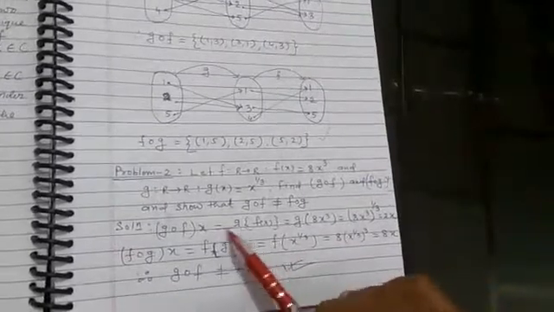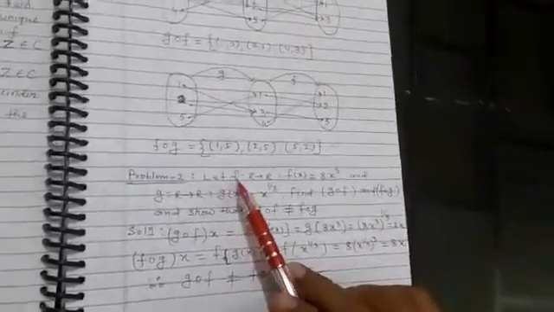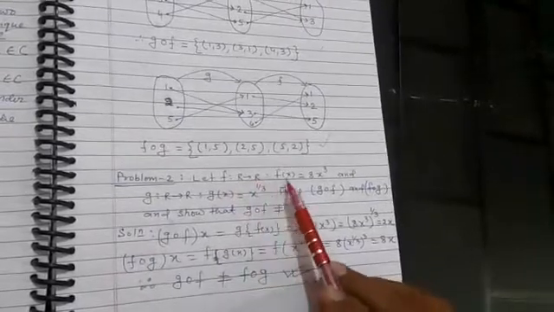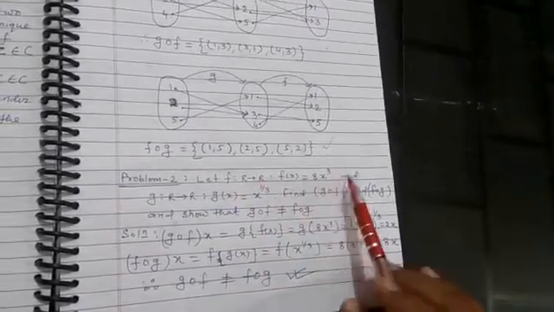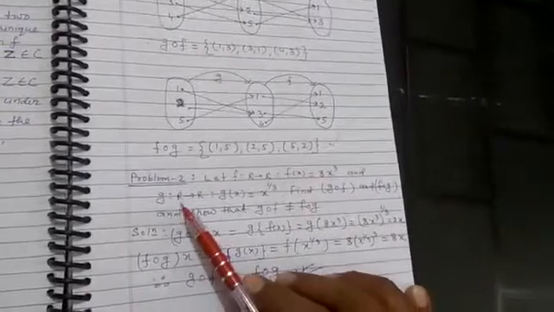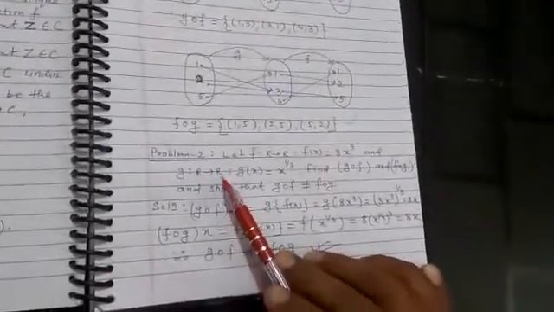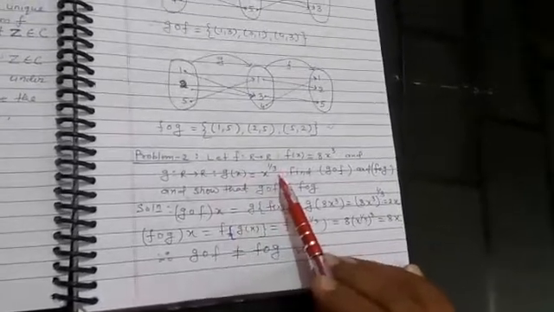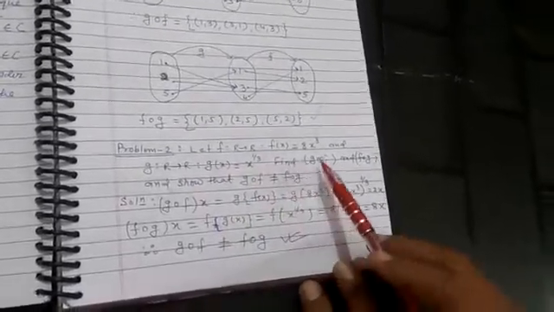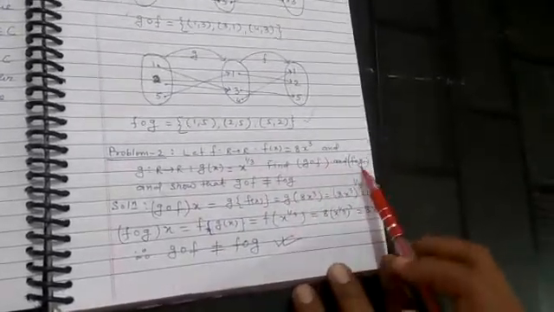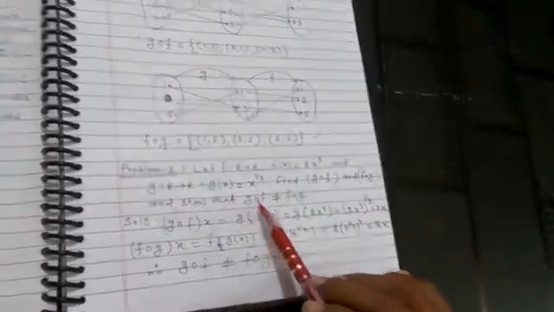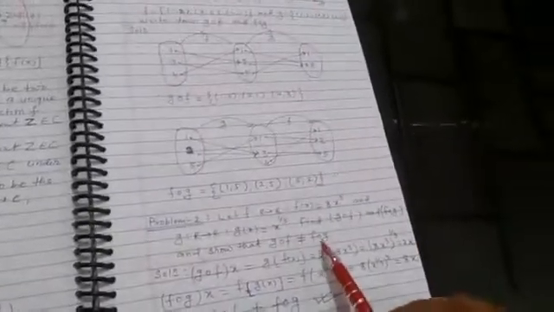Now the next question is: let f be defined from R to R, that is real to real, by the rule f(x) equal to 8x cube, and g is also defined from R to R with the rule g(x) equal to x to the power 1 by 3. We have to find the gof function and the fog function, and check whether gof and fog are the same.